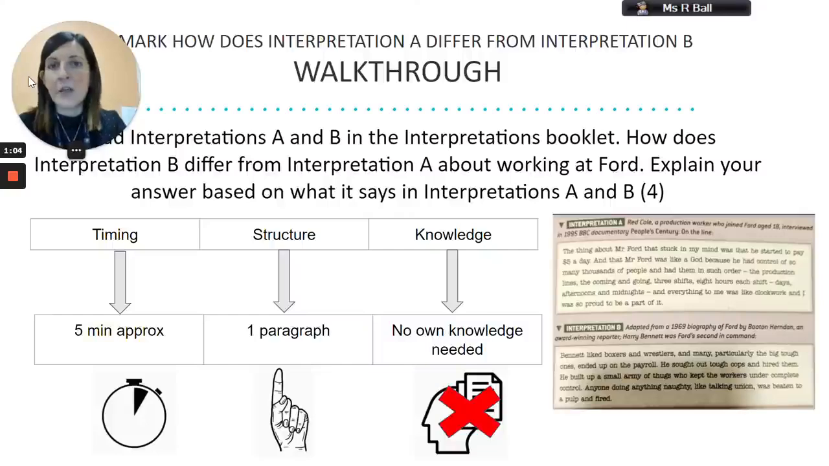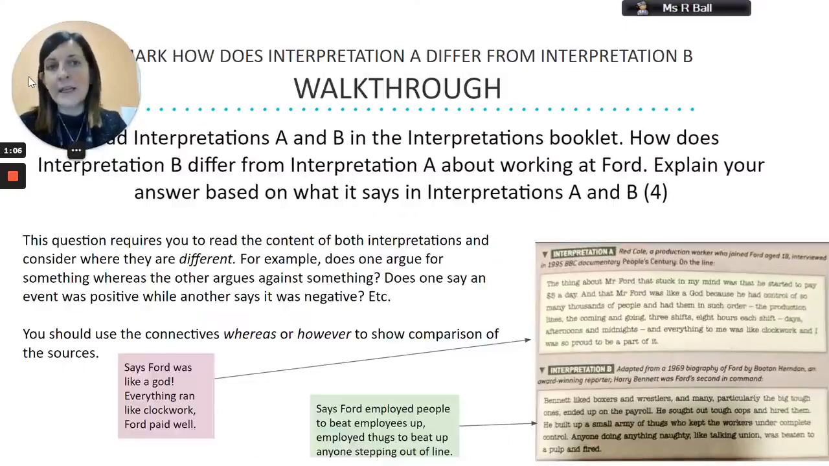So the very first thing that you would do would be to actually read the interpretations, and feel free to write on the exam question sources booklet, to underline anything. Pick out what the key things are that are different in the two interpretations. For example, does one argue for something, whereas the other one argues against something? Is one positive about something, whereas one is negative about something? And remember, in your answer, because you're comparing, you really want to use connectives like whereas or however.